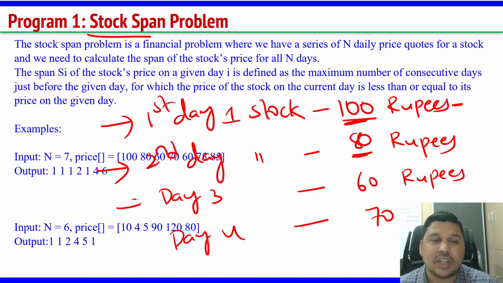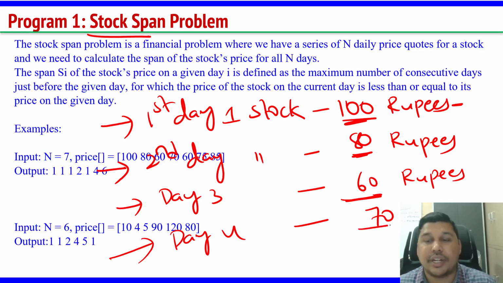Then day 3, I got 60. So stock span means finding out the number of previous days: how many days was the stock value lesser than today's value? Today's value is 60. Was the previous day's stock value less than 60? No. Again, day 4, I have 70. Was the previous day's stock less than 70? Yes. So we count it as 1.